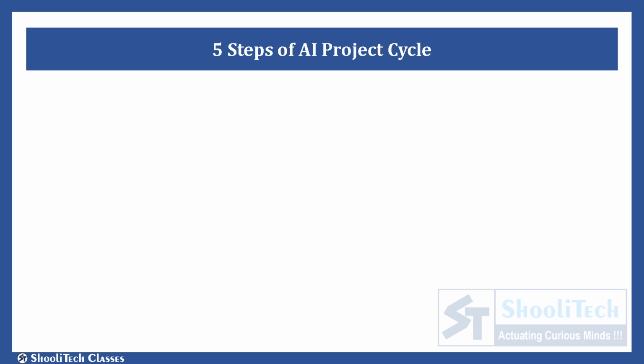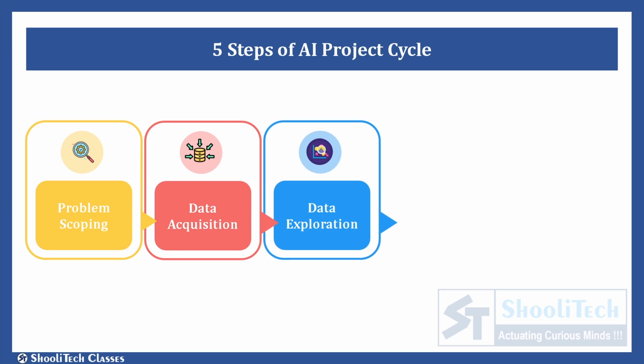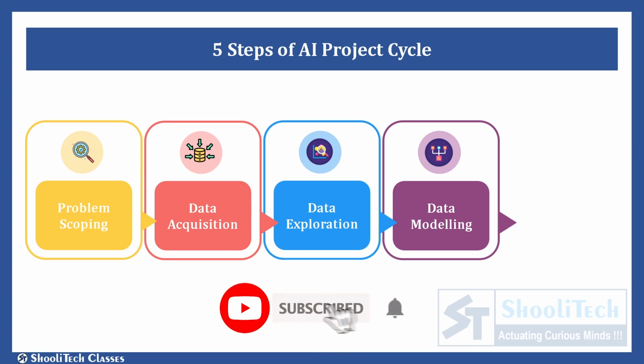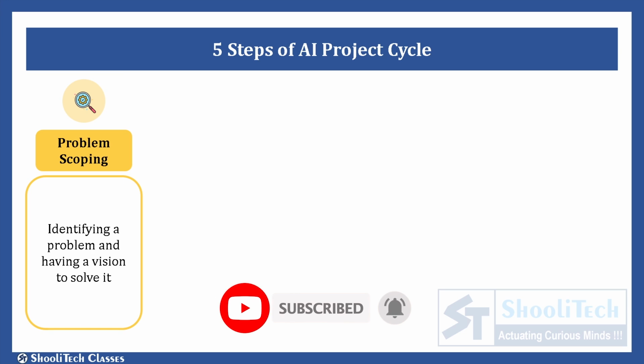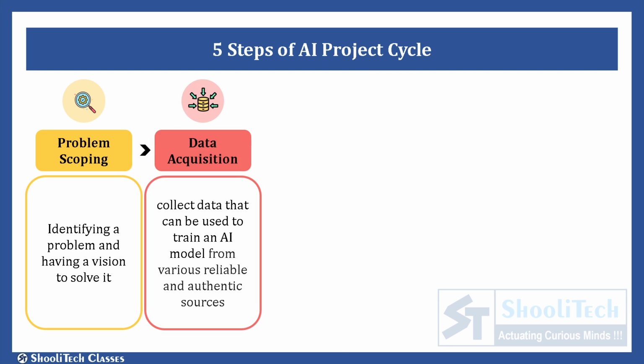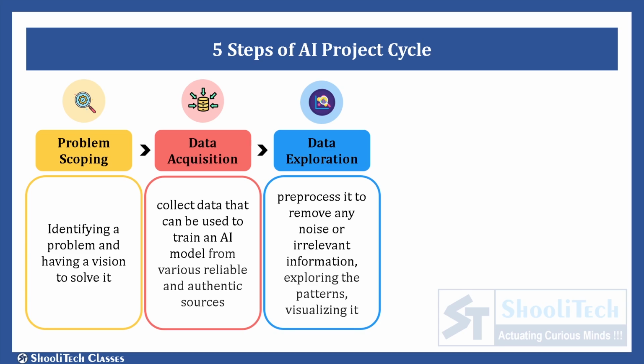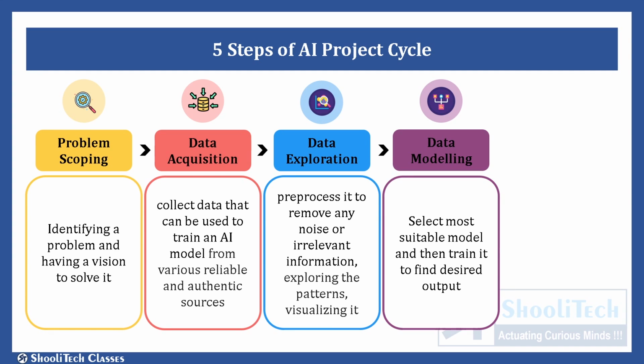So, if I summarize, we actually follow these 5 steps in the AI project cycle: problem scoping, data acquisition, data exploration, data modeling, and evaluation. Problem scoping means identifying a problem and having a vision to solve it. Data acquisition means collecting data that can be used to train an AI model from various reliable and authentic sources. Data exploration means pre-processing the data to remove any noise or irrelevant information, exploring the patterns, and visualizing it. Data modeling means selecting the most suitable algorithm and then developing a model using that algorithm and then training it to find the desired output.